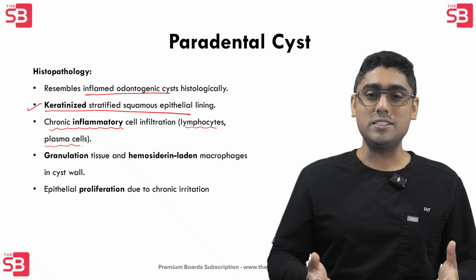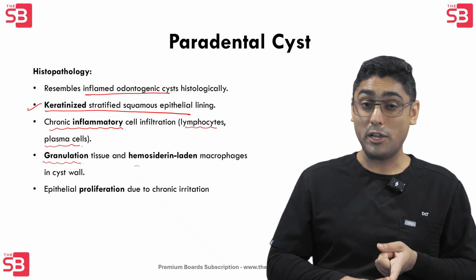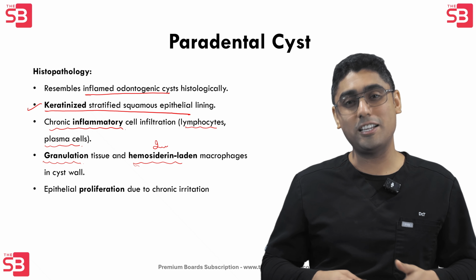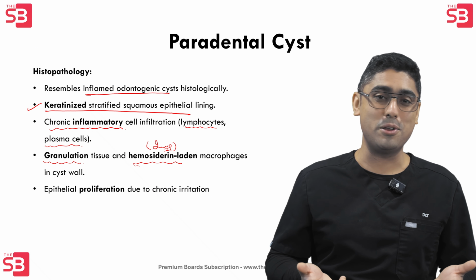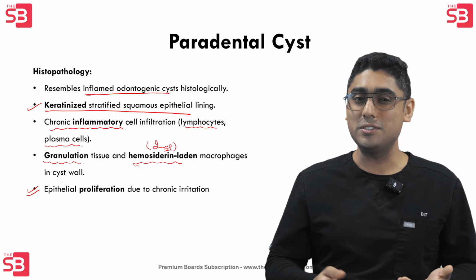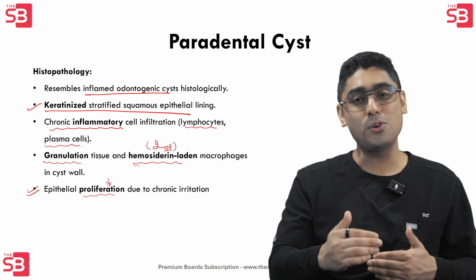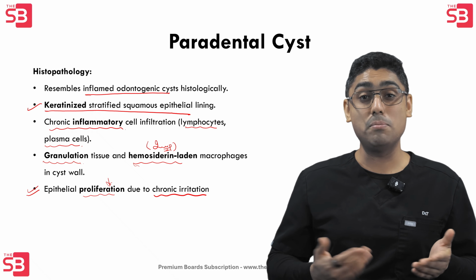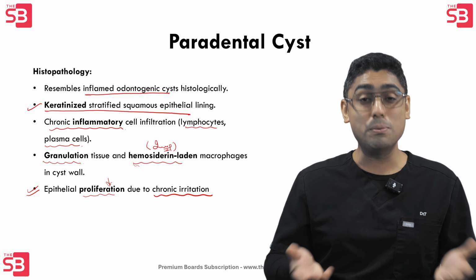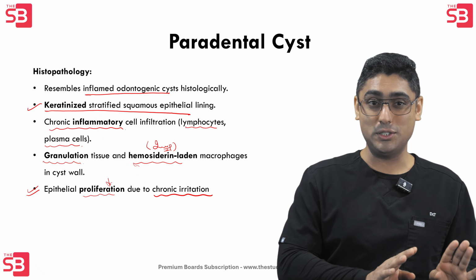And you may also notice some areas of granulation tissue containing hemosiderin-laden macrophages, which tell you that there has been some minor bleeding and repair over a period of time. And lastly, the epithelium often shows reactive proliferation. That means it thickens in response to chronic inflammation, typically triggered by recurrent pericoronitis or food impaction that's happening here. Now let's look into the complications of both the lesions.